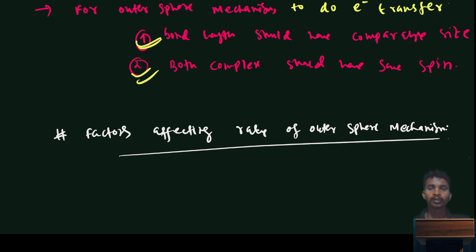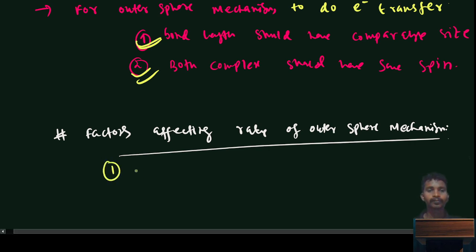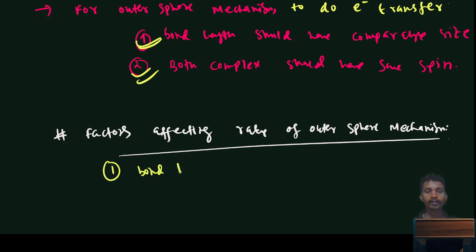The first is that the bond length should be of comparable size. That is the experimental value; if they give it, then we can distinguish, as this is not general. So the bond lengths should have comparable size.